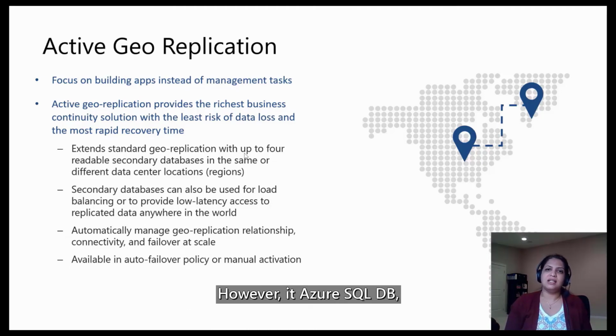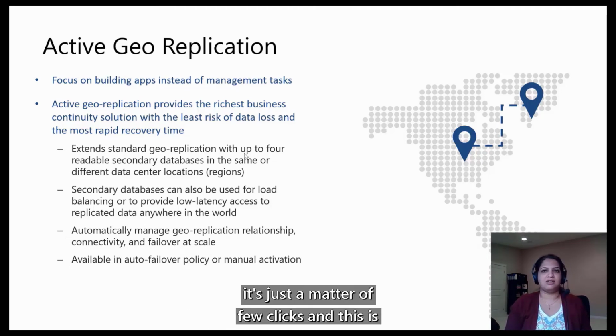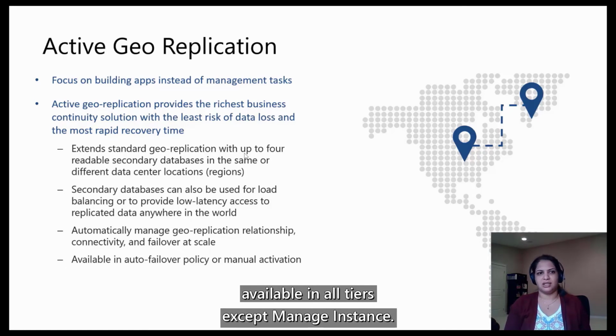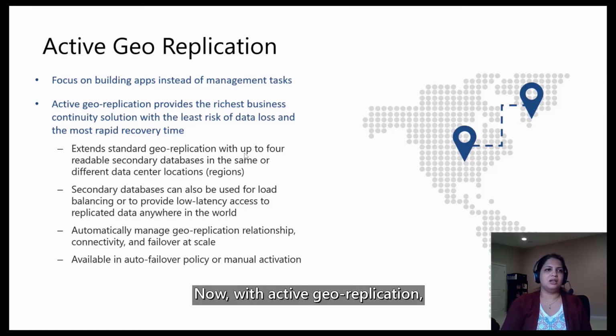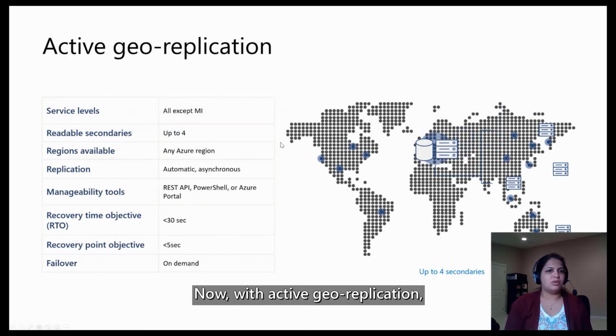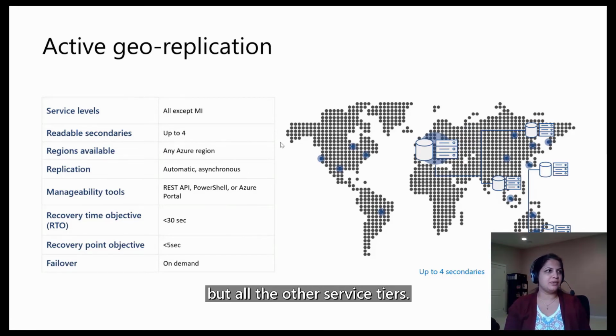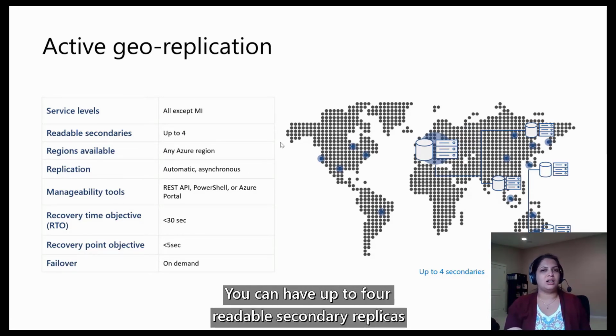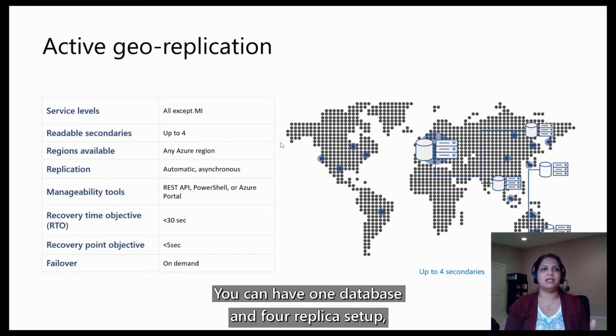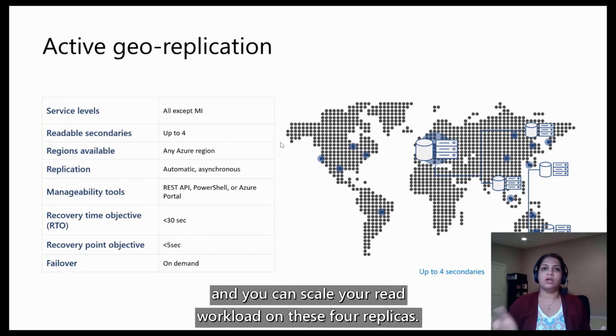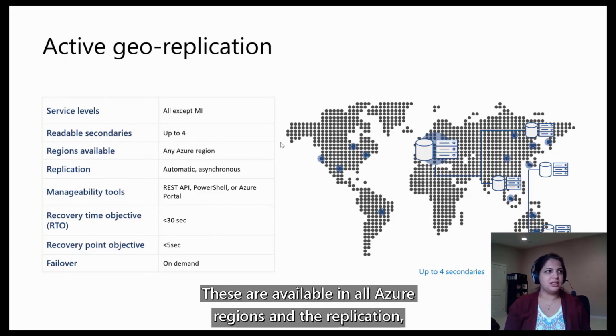However, with Azure SQL DB, it's just a matter of a few clicks, and this is available in all tiers except managed instances. Like I said, active geo replication is not available on MI, but all the other service tiers. And you can have up to 4 readable secondary replicas. So you can have one database and 4 replicas set up, and you can scale your read workloads on these 4 replicas. And these are available in all Azure regions.